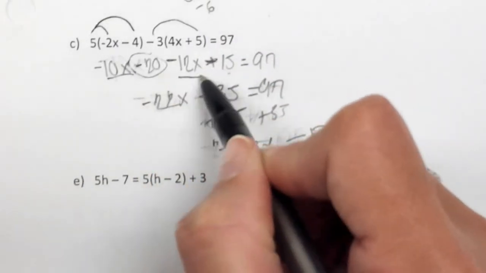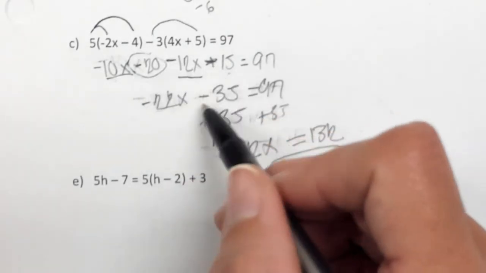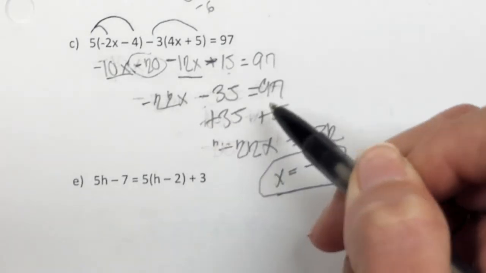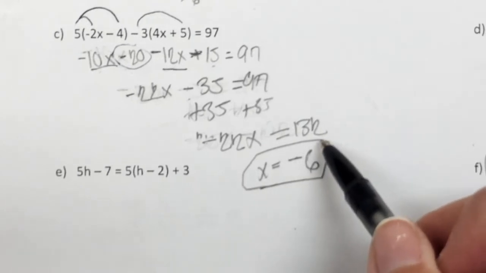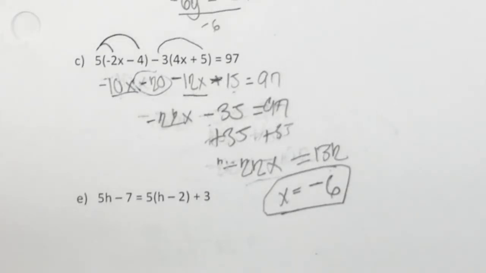Everybody see that? So when he combined these, negative 10x minus 12x gave you negative 22x. And then negative 20 minus 15 gave him negative 35. Now, since he's moving 35 over is when he changes the sign, okay? So he got negative 22x equals 132. Then you'll have to divide by negative 22 and get negative 6. Alright, any questions about that one? If you don't have that, please copy it down. You will need it. I get your test questions from your notes and homework, and you won't see any questions on the test that you haven't seen already.